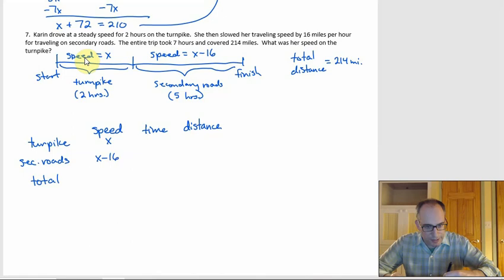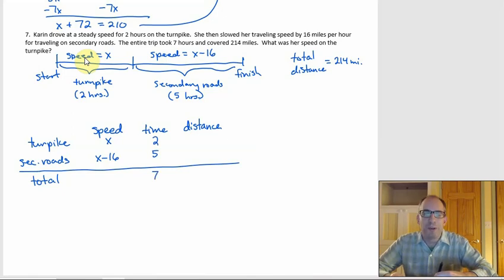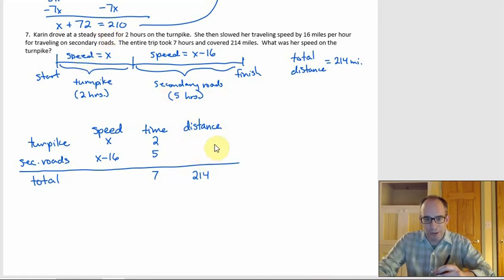Okay, and then I guess I should kind of separate these out. All right, then the time, let's see, this was 2 hours and this was 5 hours. Right, and really we back solved for the 5 because we knew the total was 7, and then we knew it was 2 hours on the turnpike, which forced the time on the secondary roads to be 5 hours. But then the total distance is 214. But then what would be the distance here, for the secondary roads or for the turnpike?